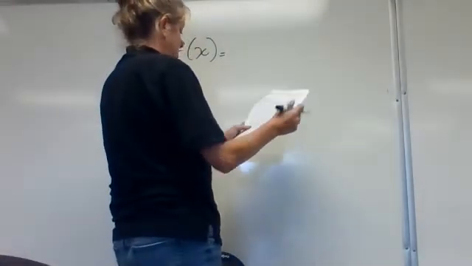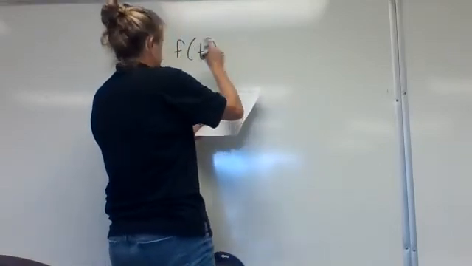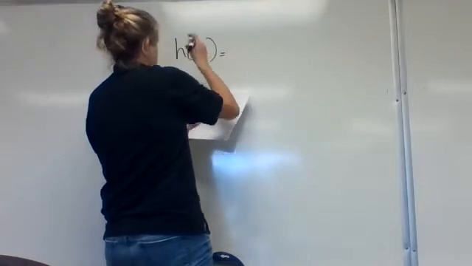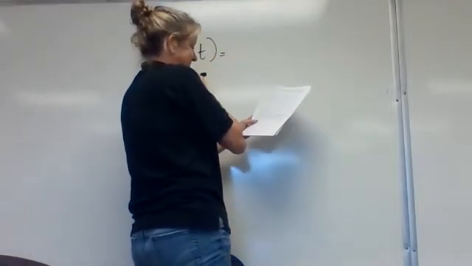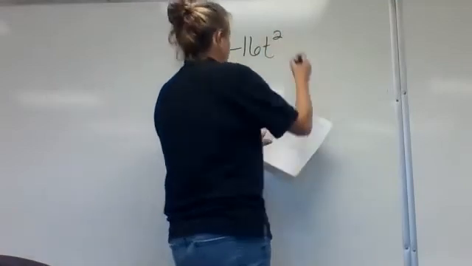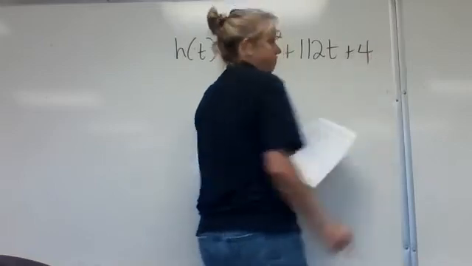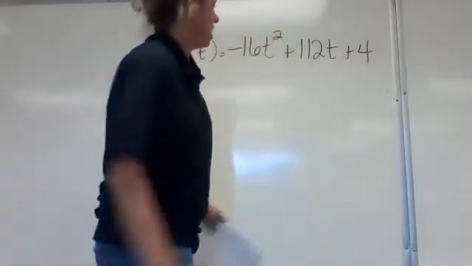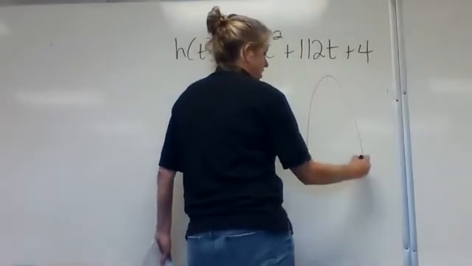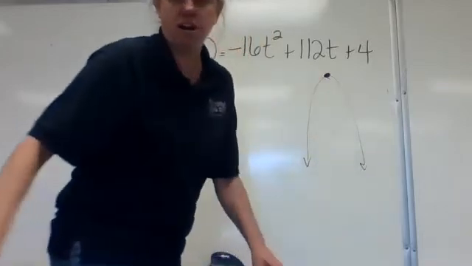The function it uses is h of t is negative 16t squared plus 112t plus 4. So again, when you shoot this rocket off, it's going to go until it gets to a maximum point, and then it's going to turn around and go down.